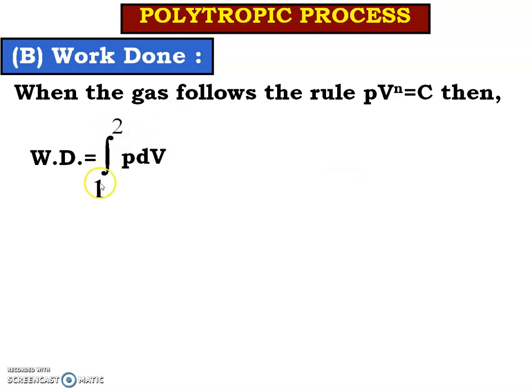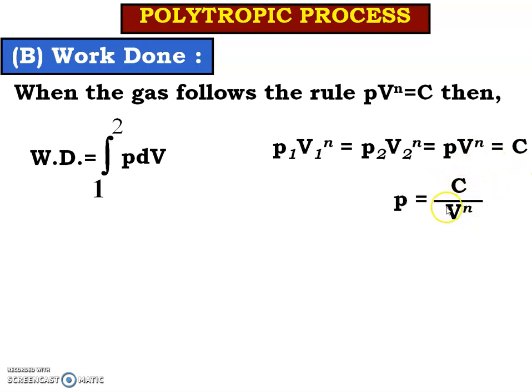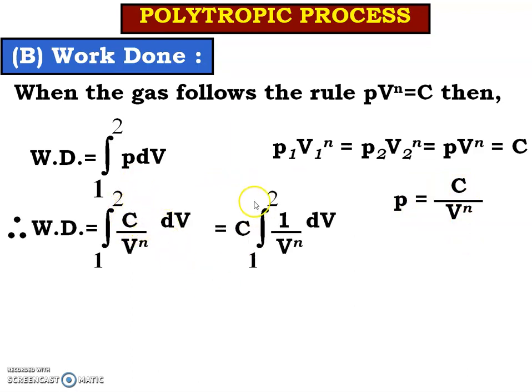So work done is equal to integration 1 to 2 P dV, and we know that P1 V1 raised to n, that is P2 V2 raised to n, that is PV raised to n is equal to constant. So P is equal to C divided by V raised to n. Put this value in the work done equation. C is the constant, so take it out. So C integration 1 to 2, 1 upon V raised to n dV. Take this V raised to n term in the numerator, so it will be integration V raised to minus n dV.